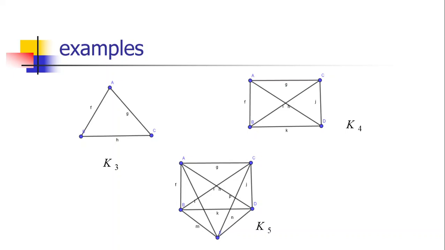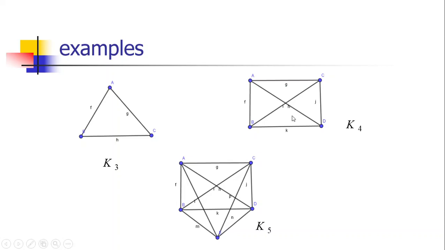Here you can also check the degree. For K3 the degree should be 3 minus 1, so that is 2. You can check that the degree of each vertex is 2. The degree of A is 2, the degree of B is also 2, and the degree of C is also 2.